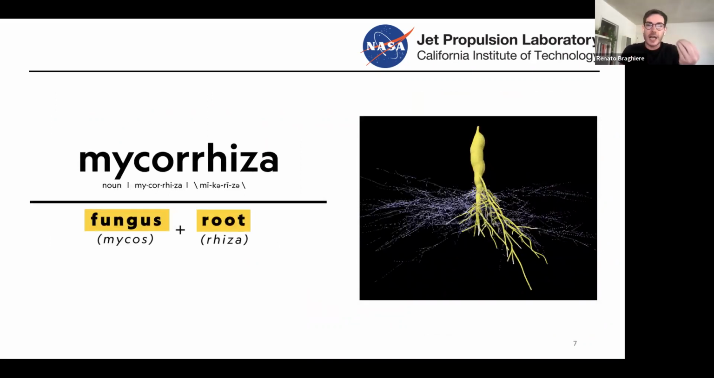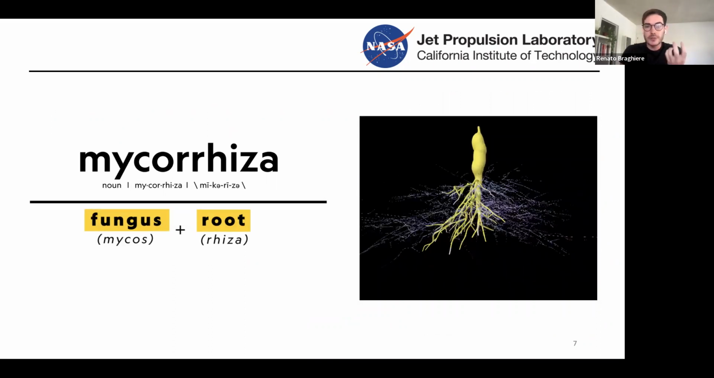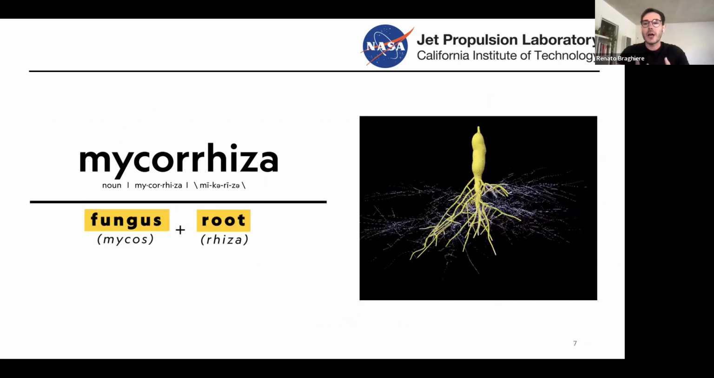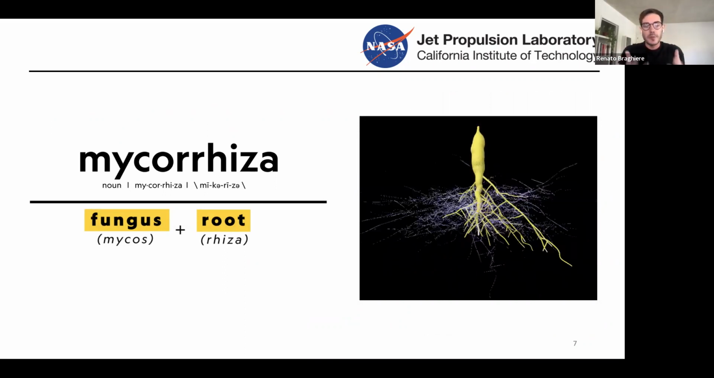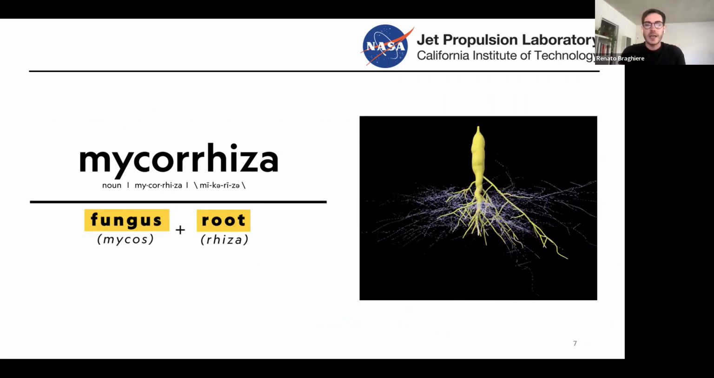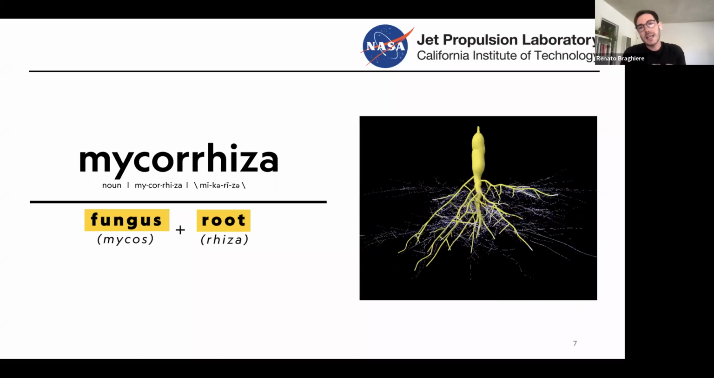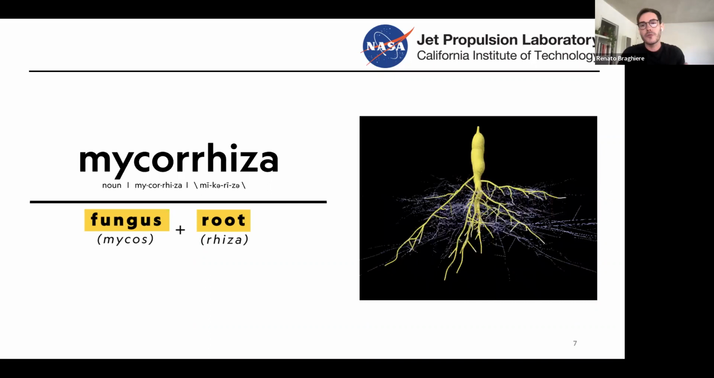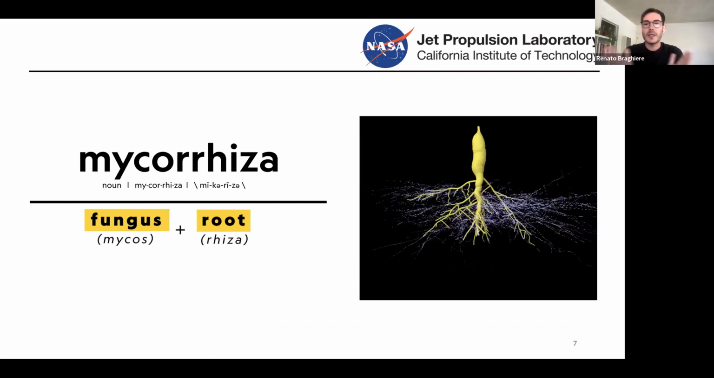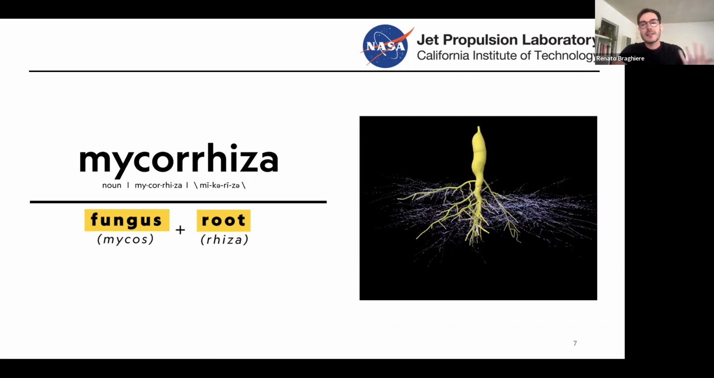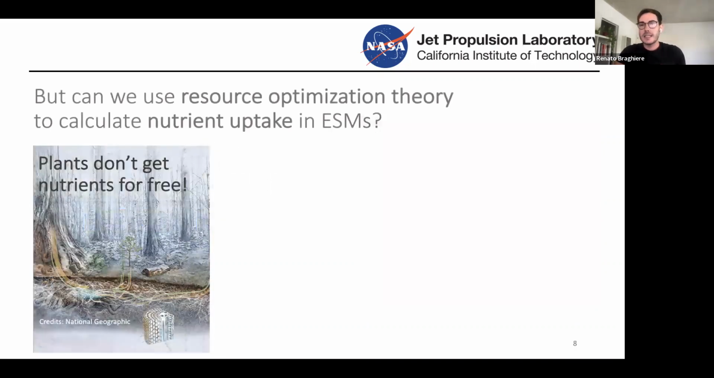Mycorrhizae is the connection between roots, the root system of a plant, and fungi. And it is a symbiotic relationship where plants pay out carbon to the fungi, and the fungi eat that carbon and in turn go around the soil, scavenging the soil for nutrients. So it is a win-win situation. And again, Earth system models do not represent that type of association.